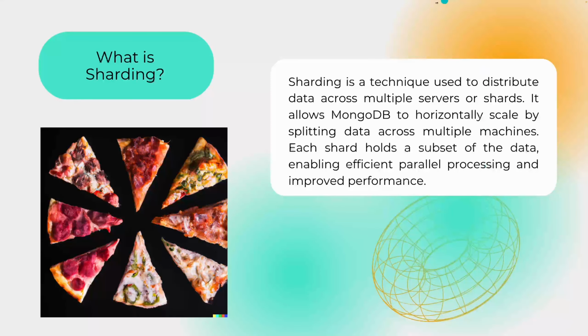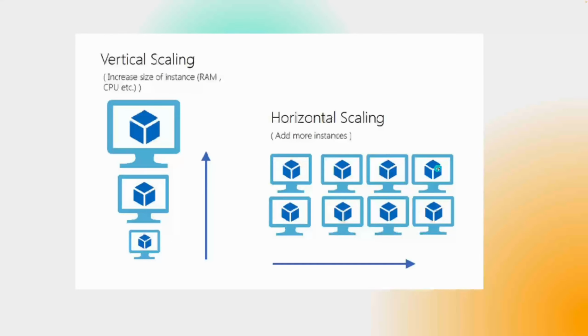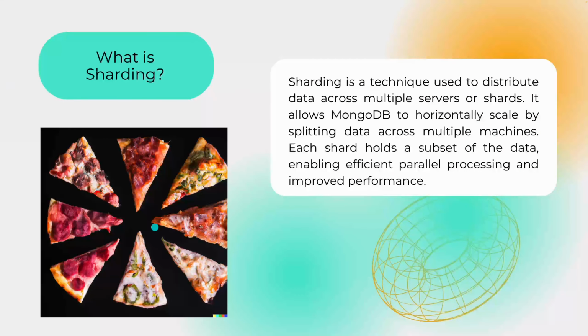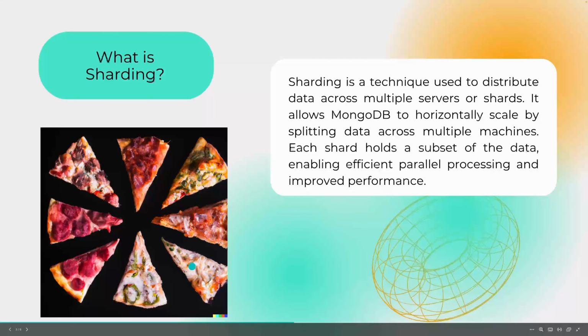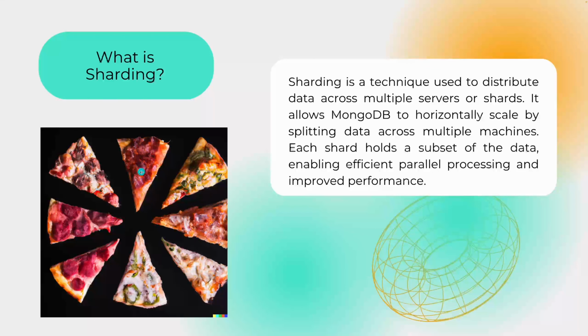So sharding by definition is a technique that is used to distribute data across multiple servers or shards. So these servers where you divide the data can also be referred to as shards. Take the example of this pizza. In this image, each of the pizza slices has a different topping, right? Now suppose each of these slices is a shard. Whenever a request comes, it has to be forwarded to a specific shard.